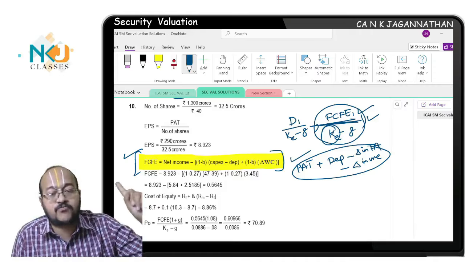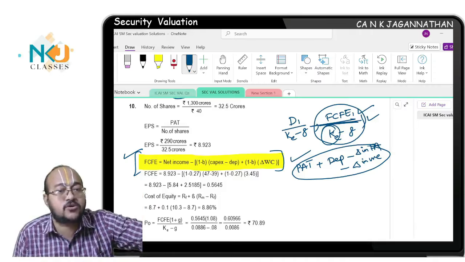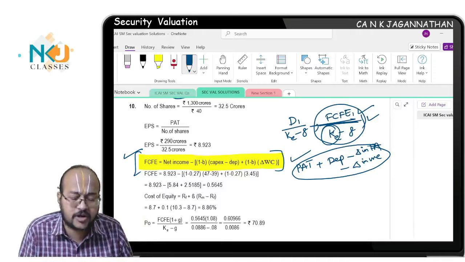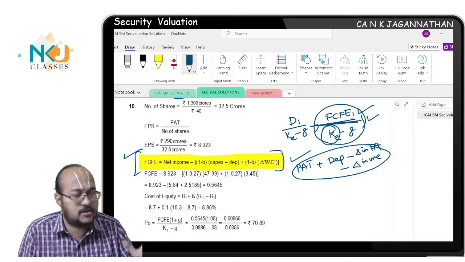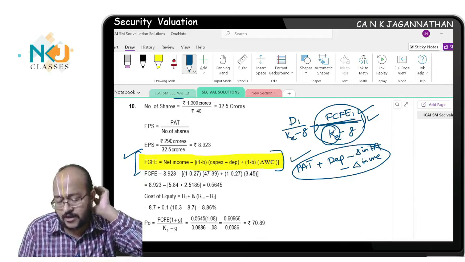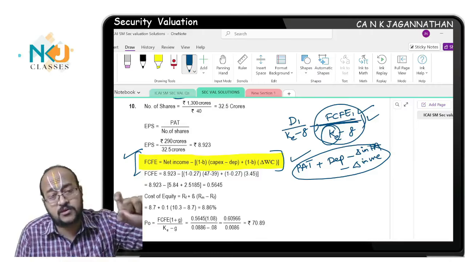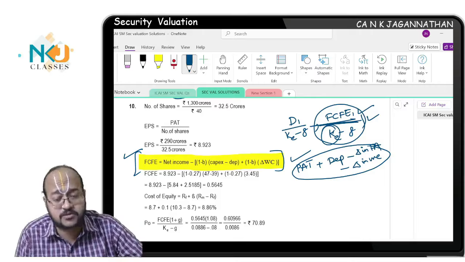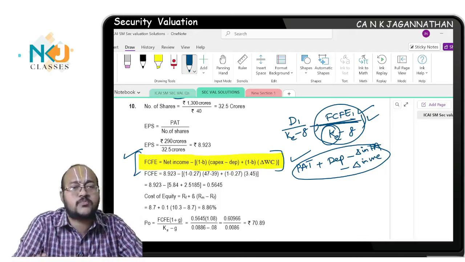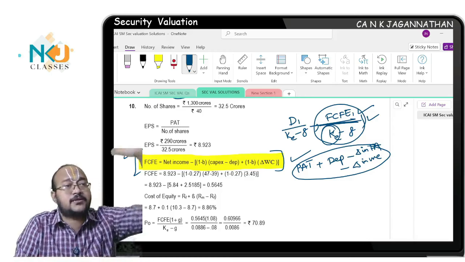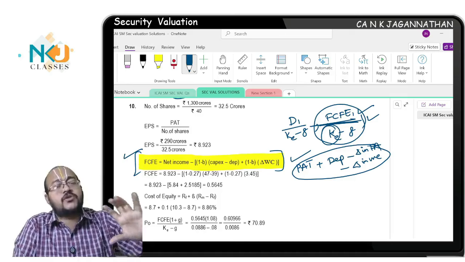Just like in YTM, where we compute approximate YTM using a shortcut formula, like this we use the debt ratio and find out the approximate FCFE, which is more or less the same. Because for computing the absolute FCFE number, we need to do a lot of adjustments. Just by applying the debt equity ratio, you cannot find the real FCFE, because net profit after tax will require a lot of adjustments.